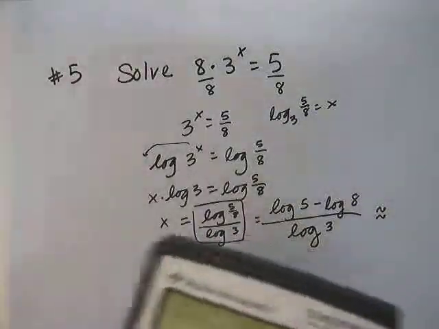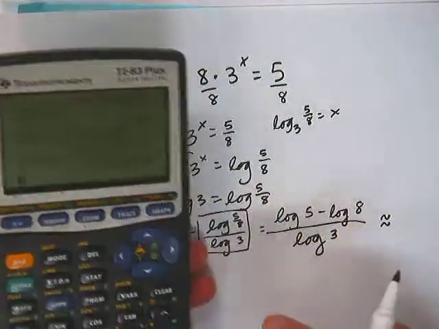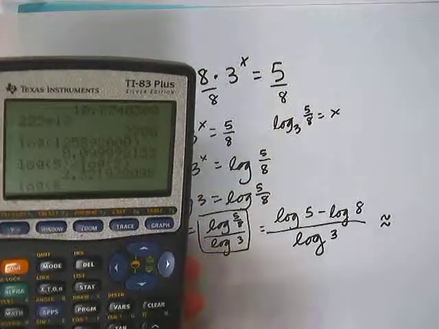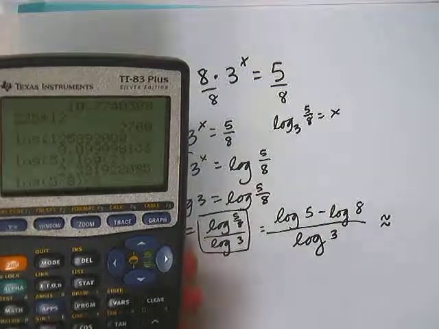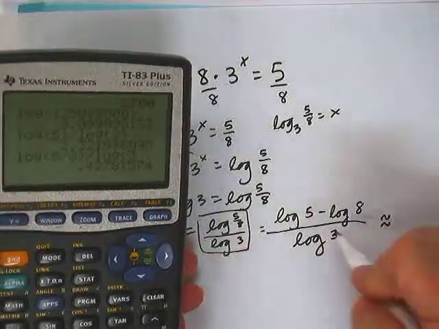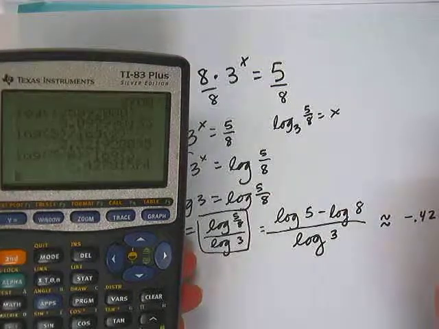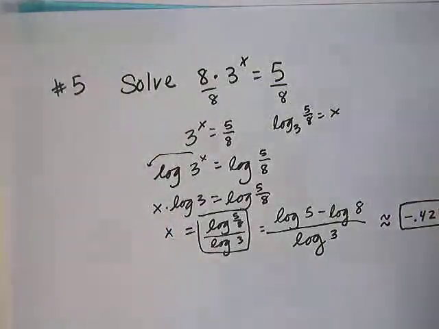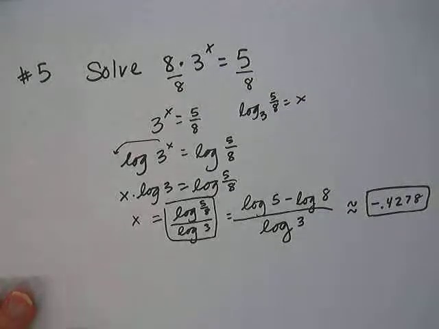And then if you want to put it in your calculator and get an approximate answer, you can, whichever one you feel is easier to plug in. So I'm going to go ahead and just do this one, I believe. So I'll do log of 5 divided by 8, close parenthesis, divided by log 3. And my answer is approximately negative 0.4278, however many decimals you want to do. It might specify, I don't remember how many they usually want from you.